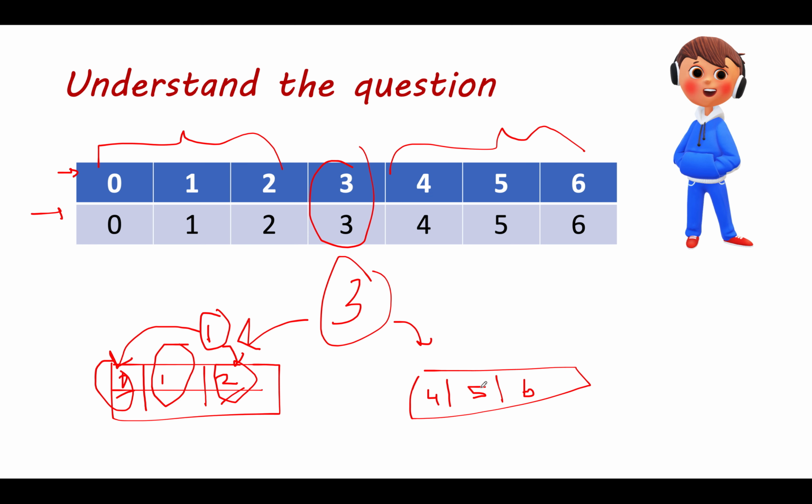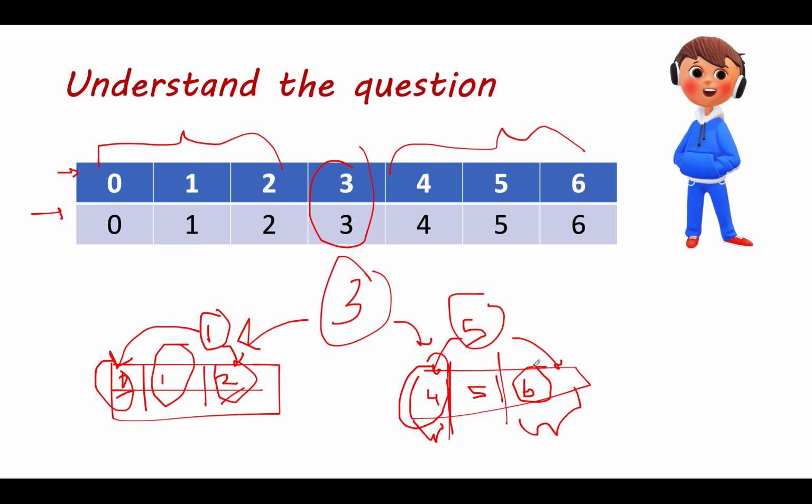What is the middle element? The middle, 4 plus 6 by 2, is 5. So 5 becomes the middle element, and you will invoke recursively on its left part and the right part of the remaining subarray. For the left part, this is the remaining subarray. For the right part, this is the remaining subarray. And since these are independent elements, you will create them as nodes. The left child gets 4, the right child gets 6.